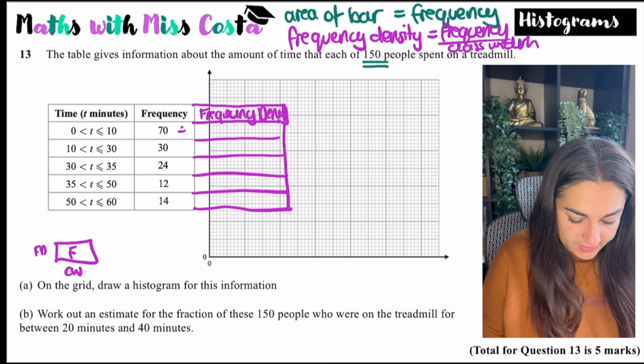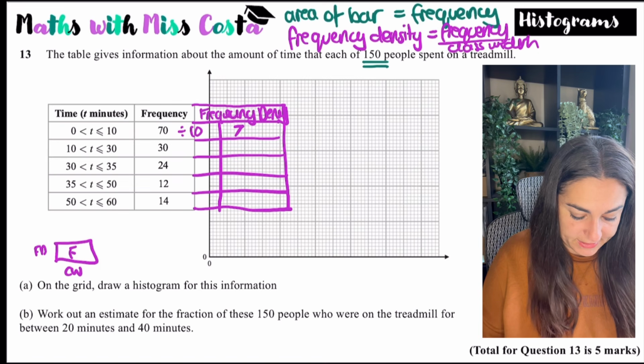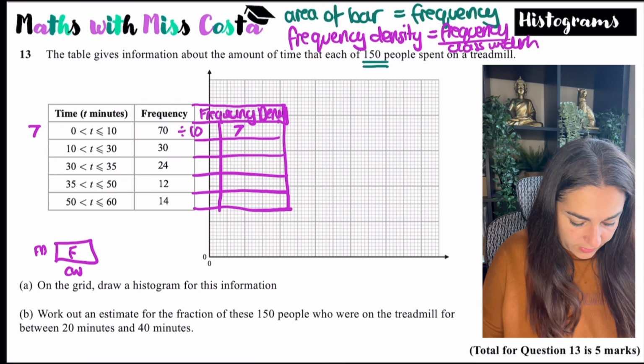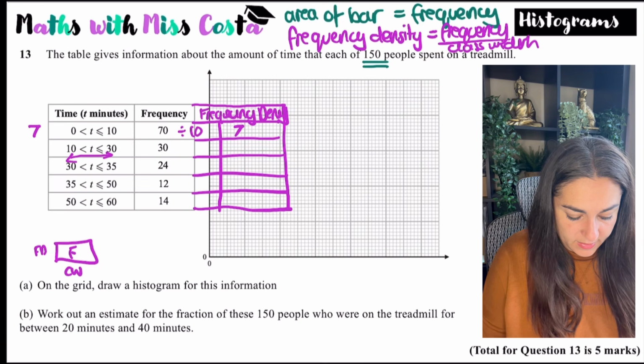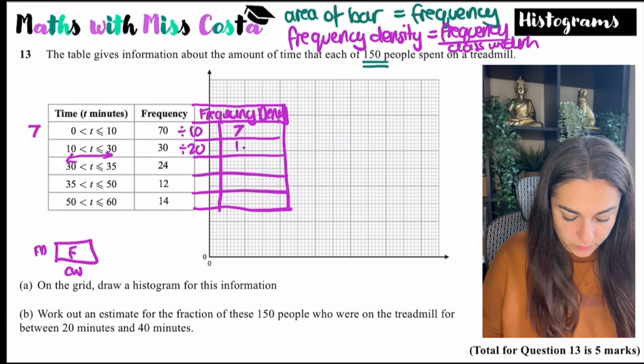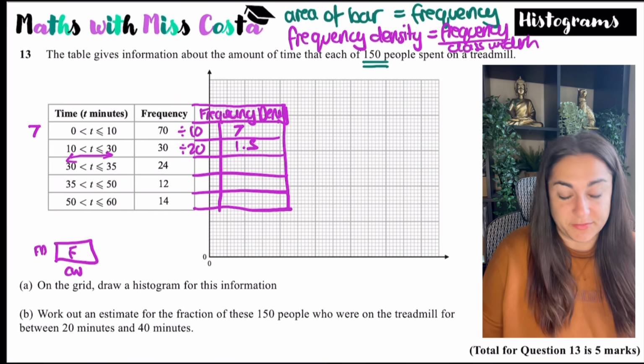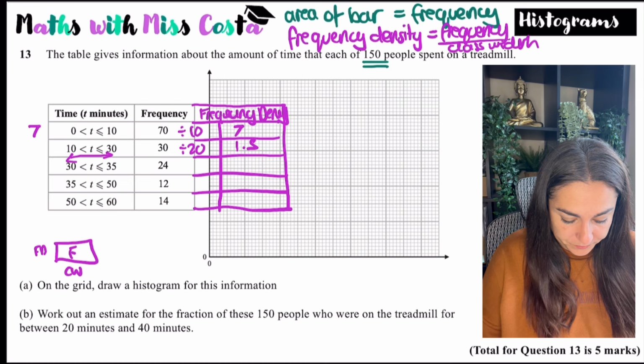So 70 divided by 10 is 7. That's the frequency density of my first class, so I'll just write it here. Then you've got 30 divided by 20, so that would be 3 over 2, which is 1.5. Then we've got 5, because from 30 to 35 is 5, so that's a bit of a smaller one. So we've got 24 divided by 5.